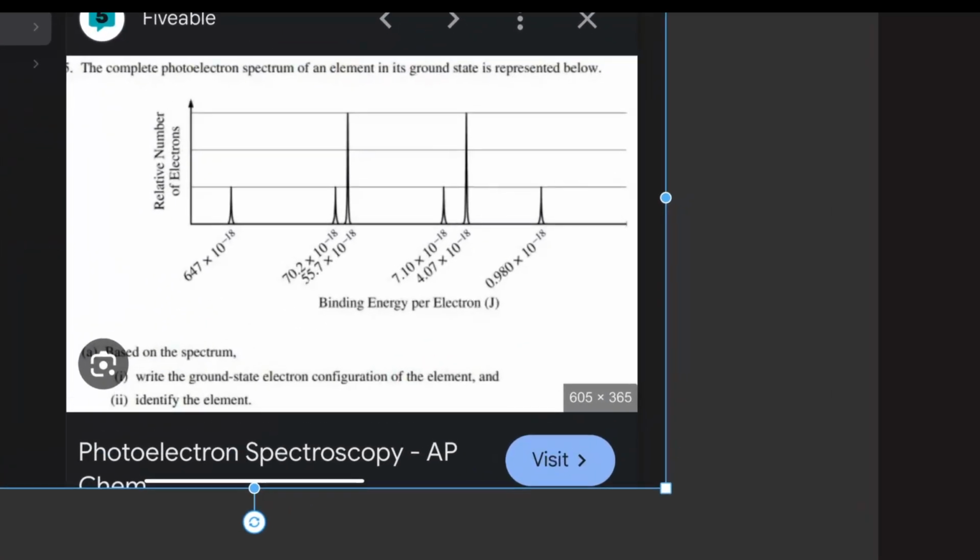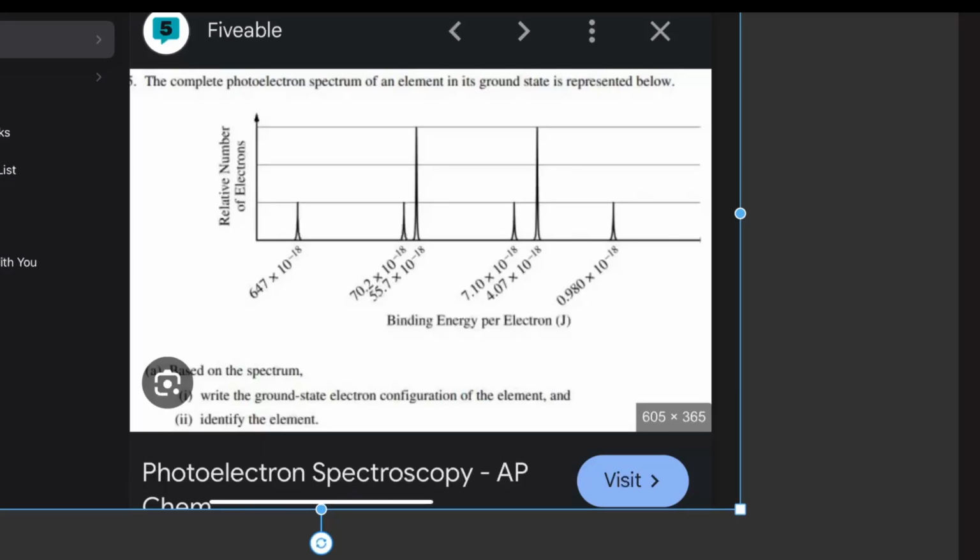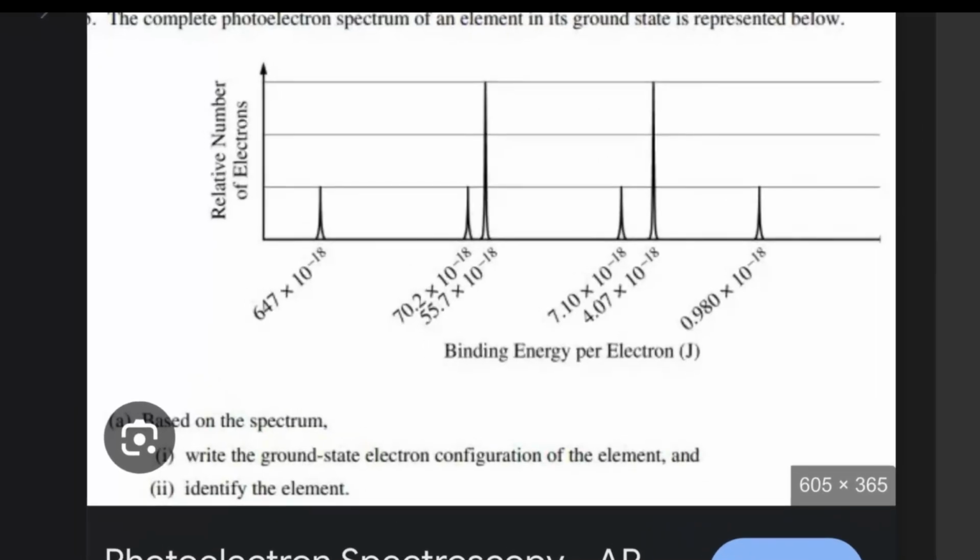Okay, so now here it asks you the binding energy per electron, and this is what I mean. The ones that have it will not start from 0. It's going to start from the most amount to the least amount, and this gives binding energy, which means that it's basically how easy it'll give off its electrons.